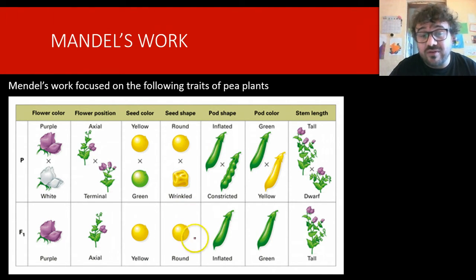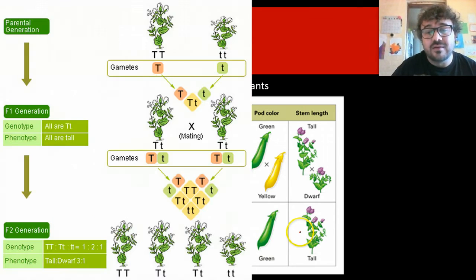Round and wrinkled, always got round, and so forth along the way. So let's look at what he actually did. These were his experiments, and you need to have this down. Okay, so here's his parental generation. You need to have all of these.